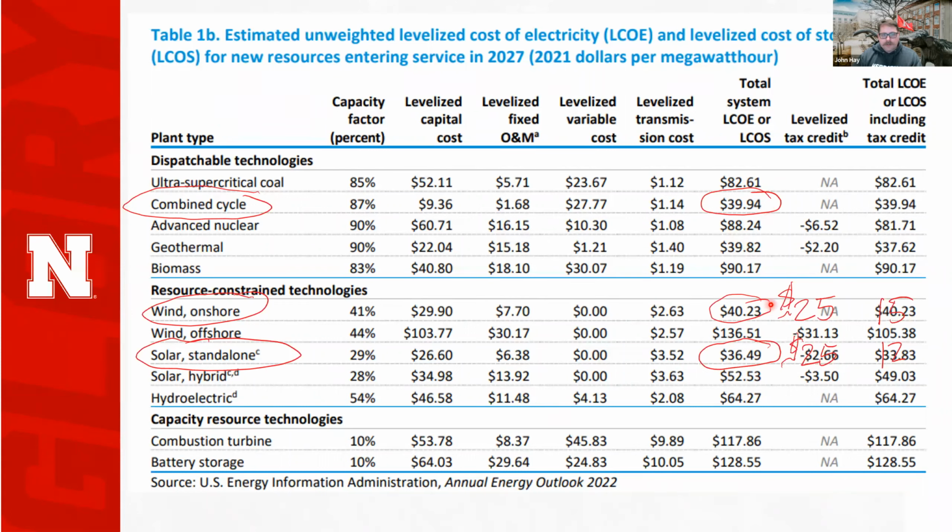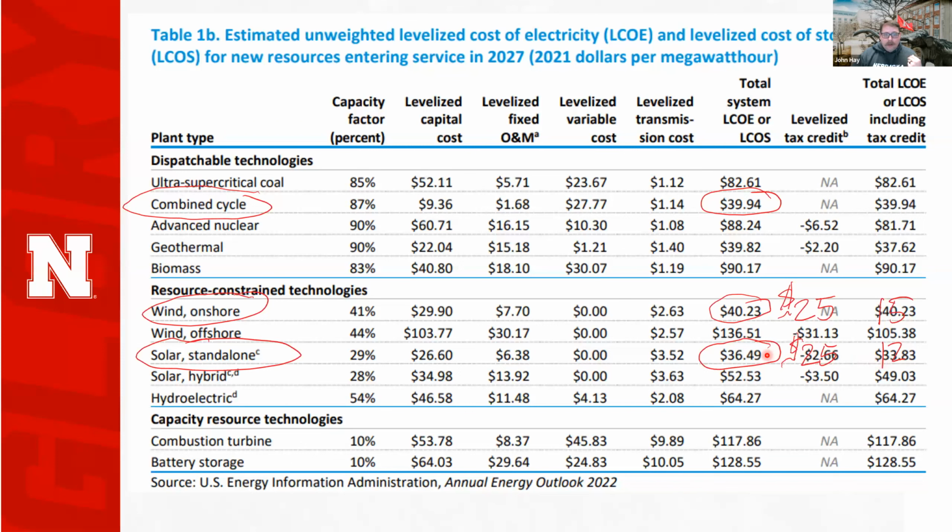Of the resource constrained technologies, onshore wind and solar look pretty darn good compared to the rest. And then if we add the subsidy of about $25 for the first 10 years, not for the life of it, but the first 10 years, that's $15 and $12. Wind and solar are looking really, really good, and they were competitive without the subsidy. Now they're really competitive.